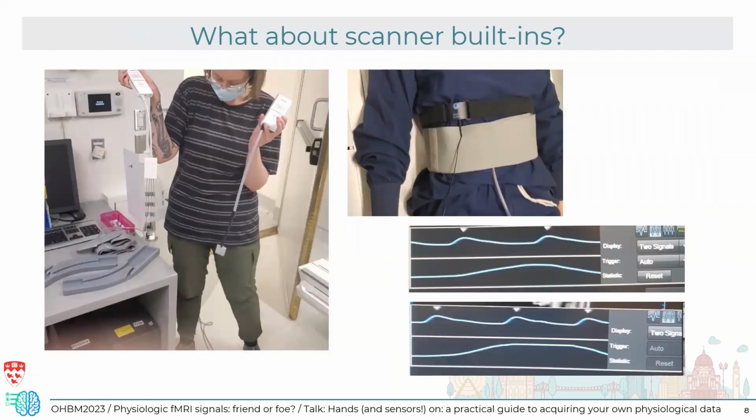Now, having looked at the BioPack setup, it may seem simpler to use some scanner built-ins. We're scanning on a 3T Prisma scanner from Siemens, and they do have something they call the physiological monitoring unit, which are these two boxes I'm holding in the photo on the left. And these are basically Bluetooth equipped sensors that you can use. The one I'm holding on the right is a PPG. The one I'm holding on the left is both EKG and respiration. You can see the respiration belt itself. It's the large gray belt on the right.